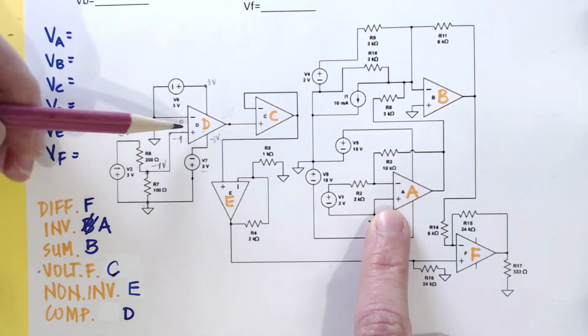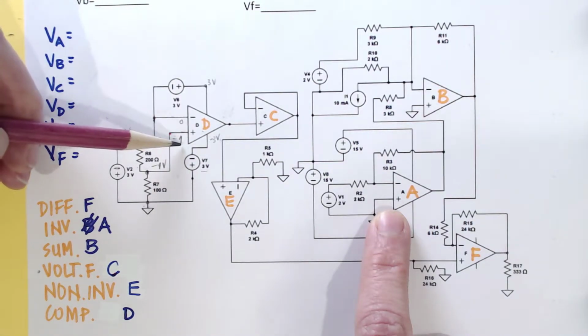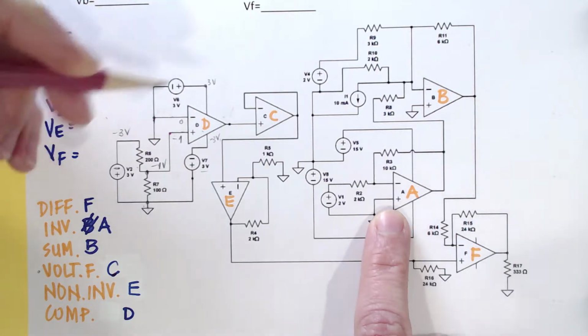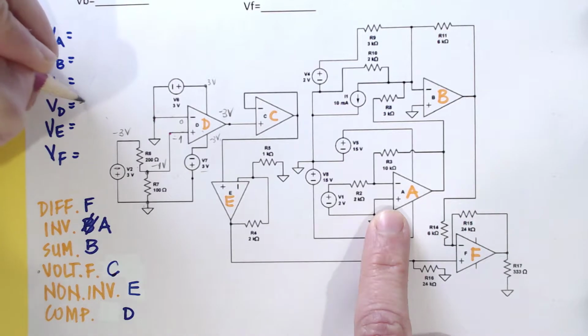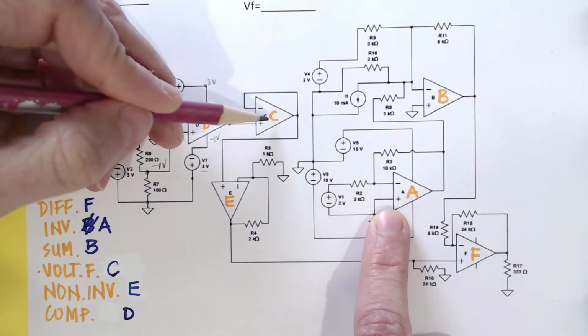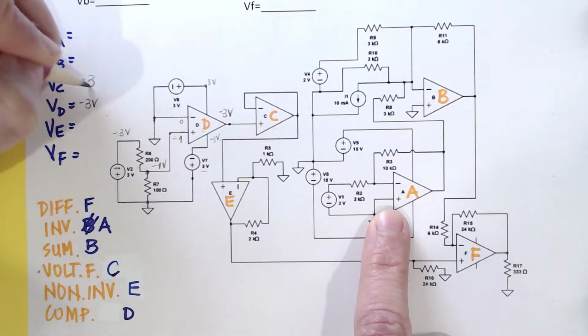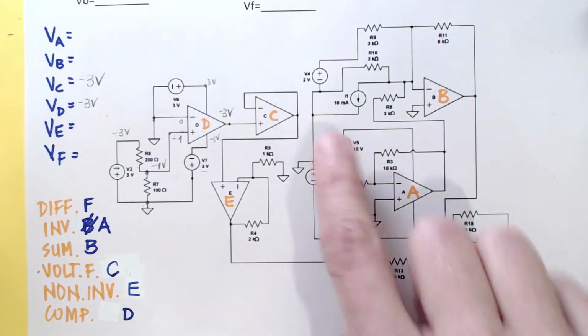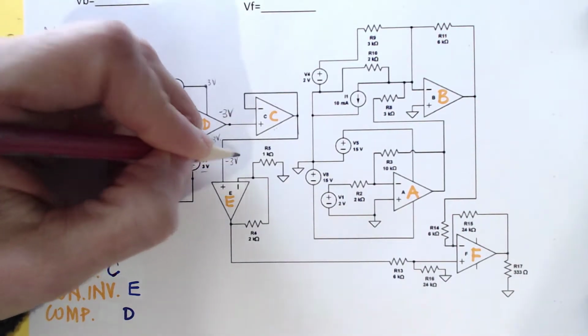And because this is a comparator, I see who is winning here. 0 is higher than minus 1 volt. So the output of VD will be minus 3 volts. And this is a buffer. There is no rail indicated, so I'm going to assume that minus 3 volts is also going to be on the output here. So now I have minus 3.